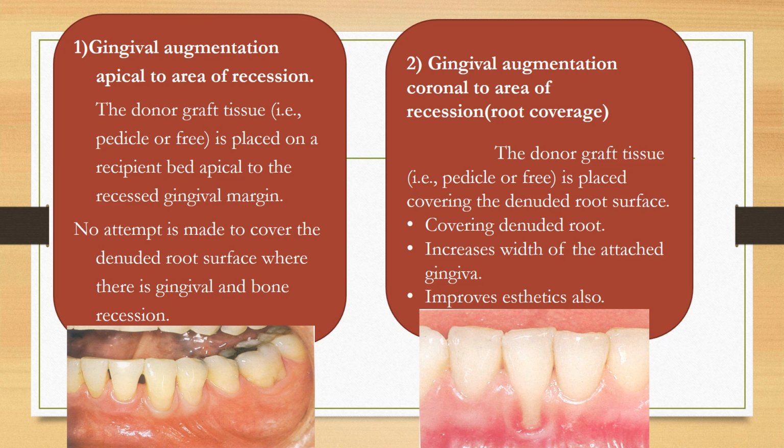The other category is gingival augmentation coronal to the area of recession, which is basically called root coverage. That will be taken in the next session. For gingival augmentation coronal to the area of recession, the donor soft tissue graft, which can be pedicle or free, is placed covering the denuded root surface. This will increase the width of attached gingiva and improve the aesthetics also. You can see that here this needs increased widening of the gingiva, whereas this needs a root coverage procedure.